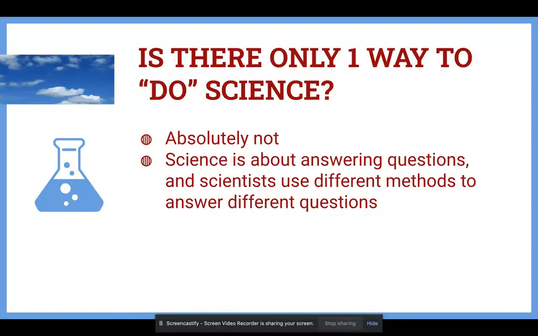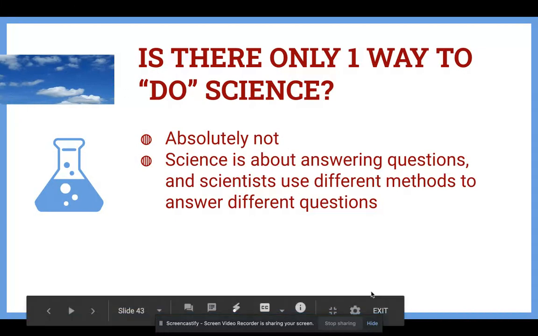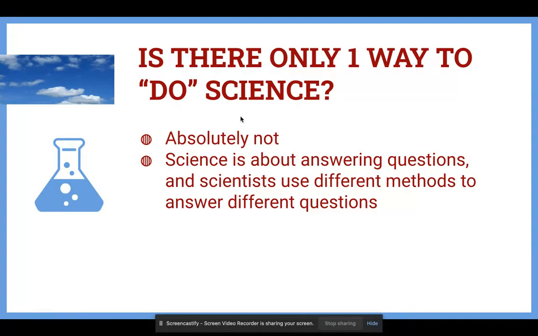Is there only one way to do science? So this doesn't have a number on it, okay? This doesn't have a letter of the alphabet. So this doesn't have to get written down on the doodle sheet, but it is information that is useful to know. So is there only one way to do science? Absolutely not. There is 100% not one way to do science.